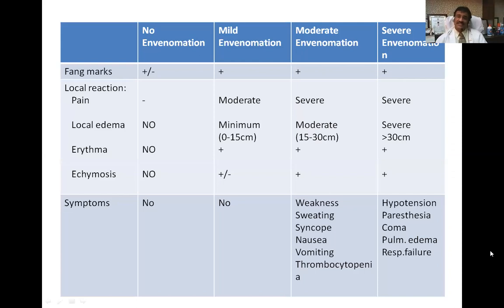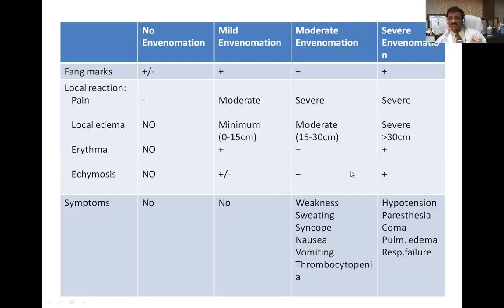Envenomation means entry of venom into the body of a human being or any other prey of the snake. But this envenomation depends upon the amount of venom which has entered into the body. If there is a bite but no venom has entered, it is called no envenomation. And if the entry of venom is more in amount, it is called severe envenomation. If there is no envenomation, you will have no local edema, erythema, ecchymosis or other symptoms, but you will find only fang marks.